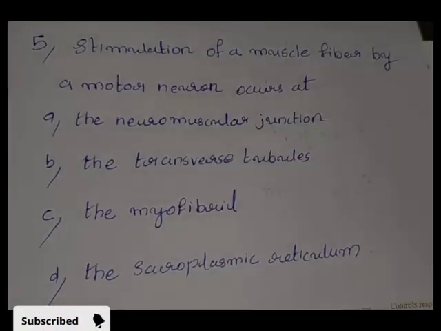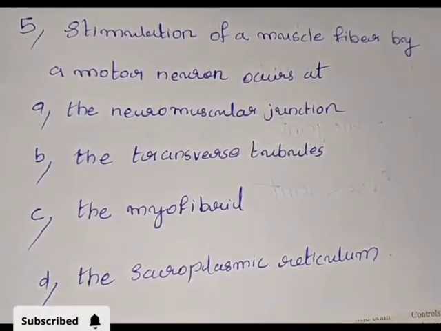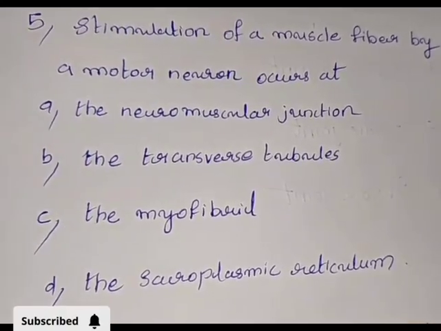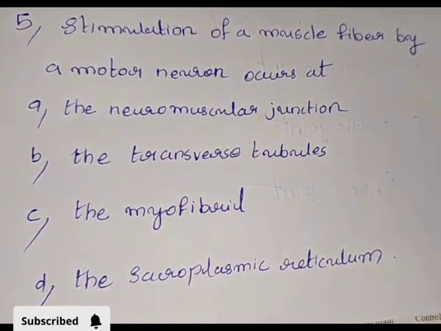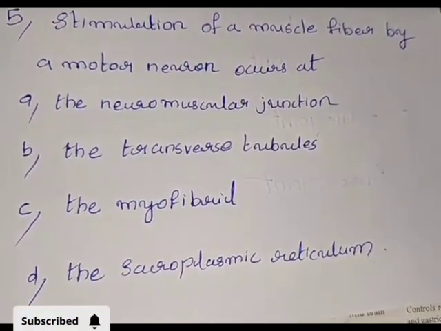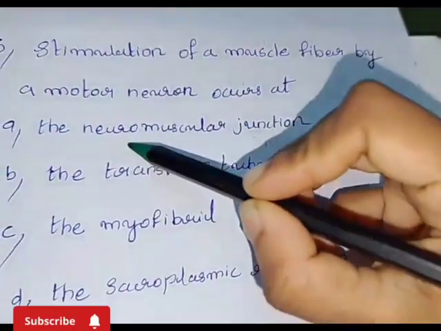5. Stimulation of a muscle fiber by a motor neuron occurs at: option A, the neuromuscular junction; B, the transverse tubules; C, the myofibril; D, the sarcoplasmic reticulum. Answer: option A, neuromuscular junction.